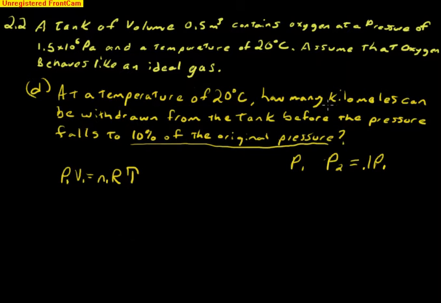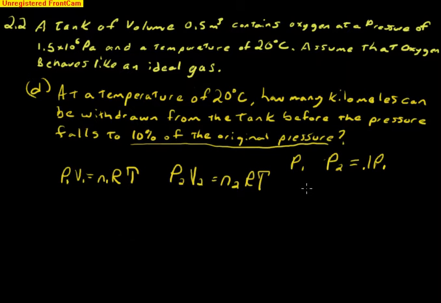We're removing, how many kilomoles can be withdrawn from the tank. So we're going to be removing some of these, so we have to have an initial state. We have so many kilomoles at this constant temperature, and this is a constant. And for our final state, we may have a different pressure, we may have a different volume, we're definitely going to have less kilomoles. We're removing kilomoles to make this pressure turn into 10% of the original pressure, and that has the same R and T because temperature is held at 20 degrees Celsius.